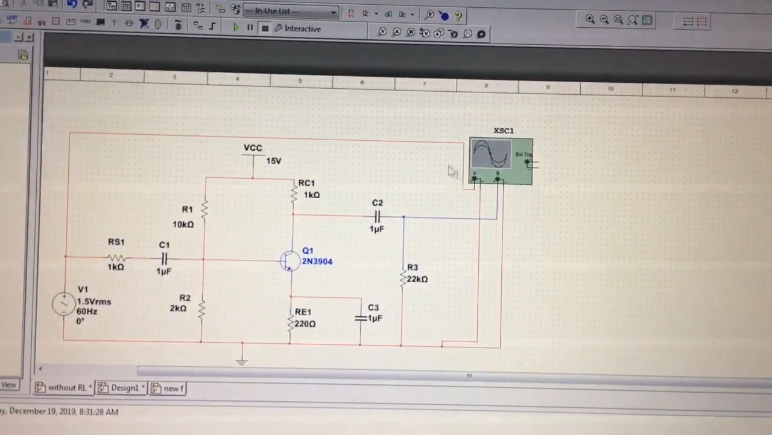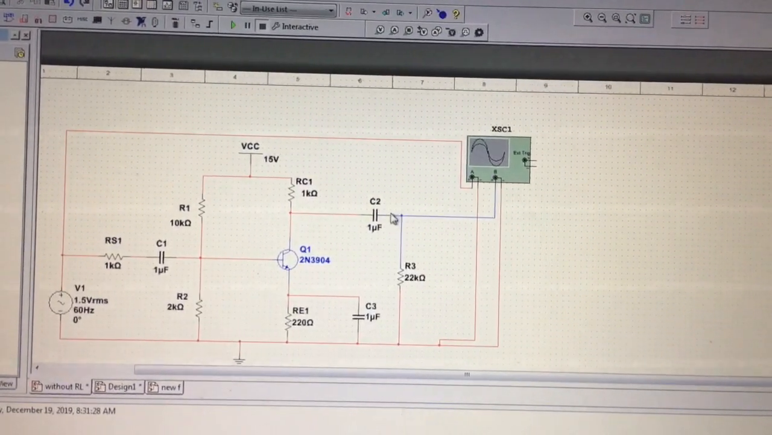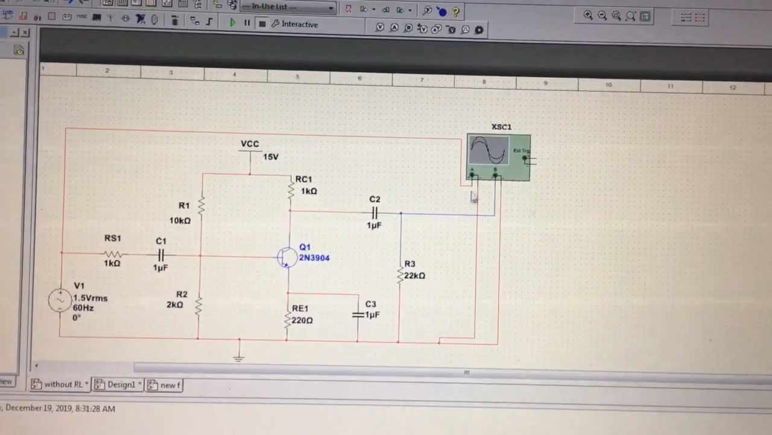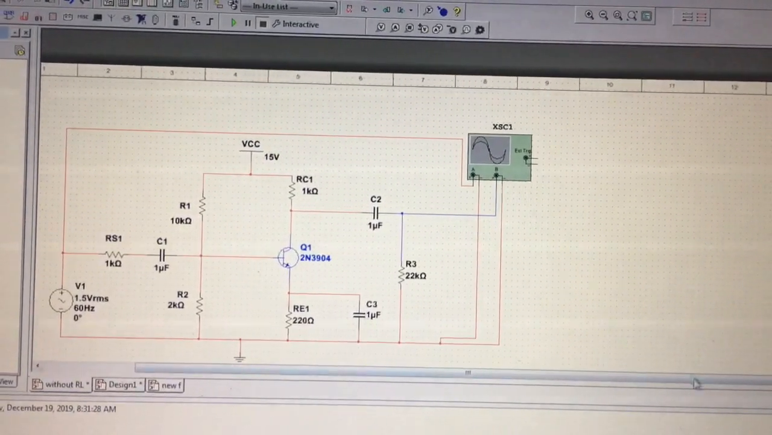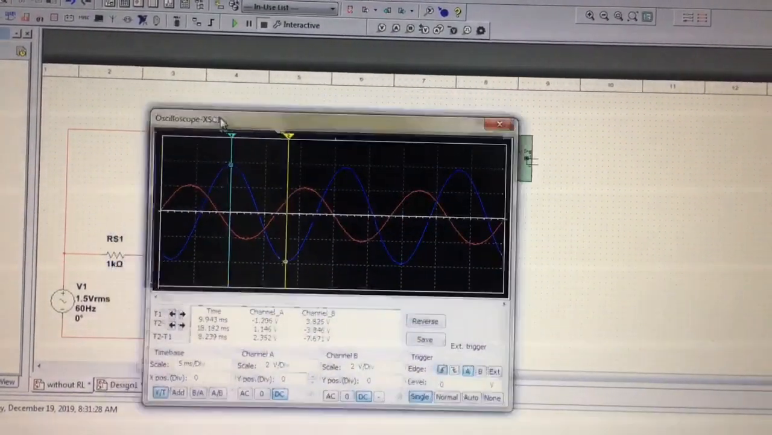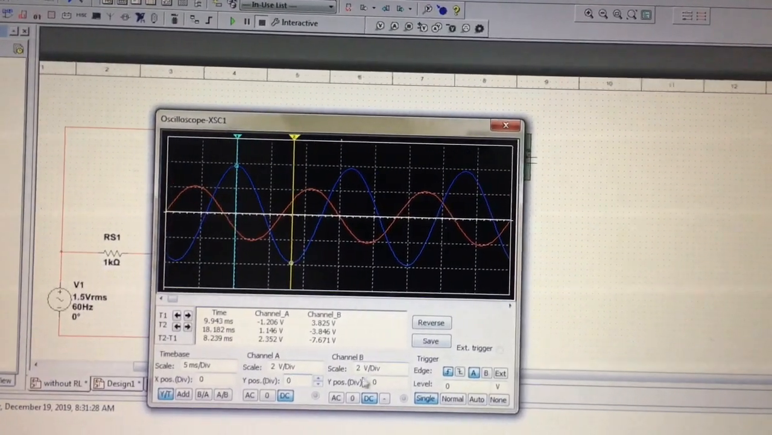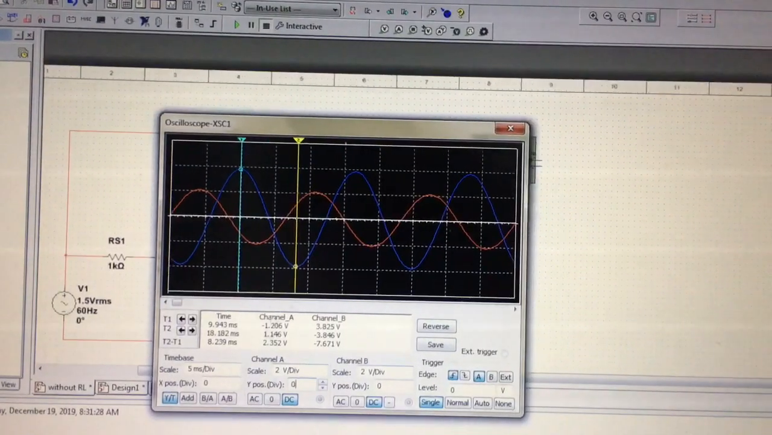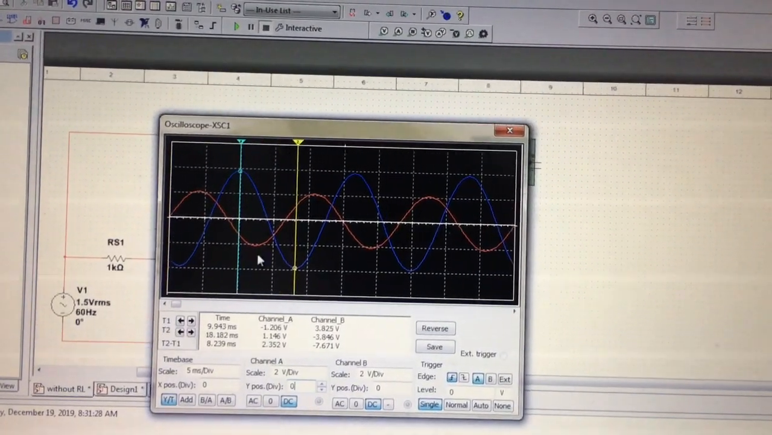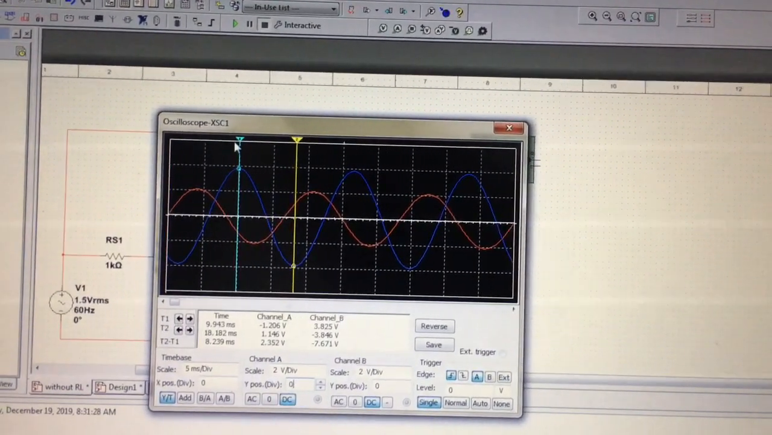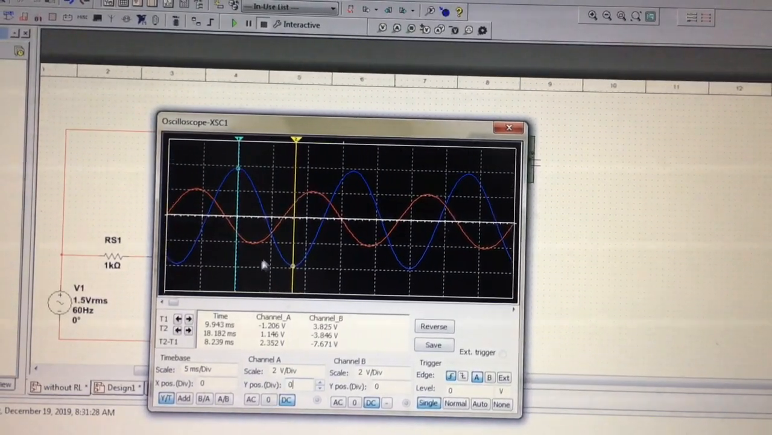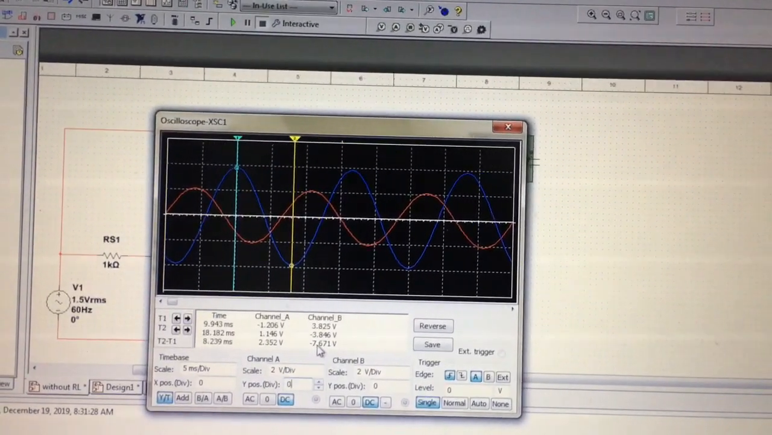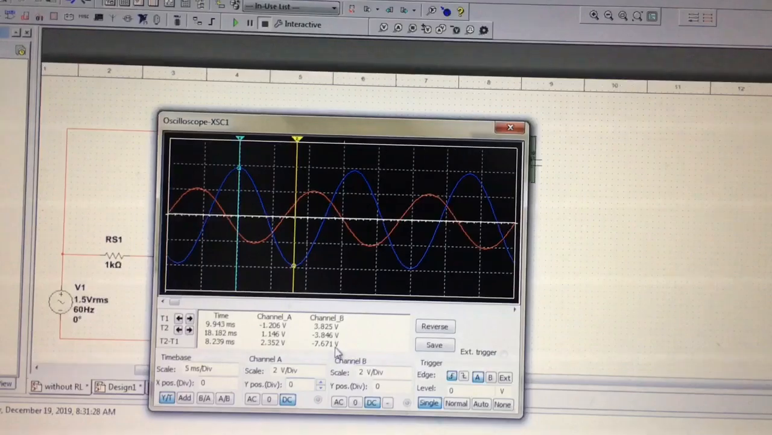For the AC analysis, channel B is our output and channel A is our input. So this is our signal. You can see with the same scales, the output is amplified. The output is greater than the input, with a value of 7.671 volts.